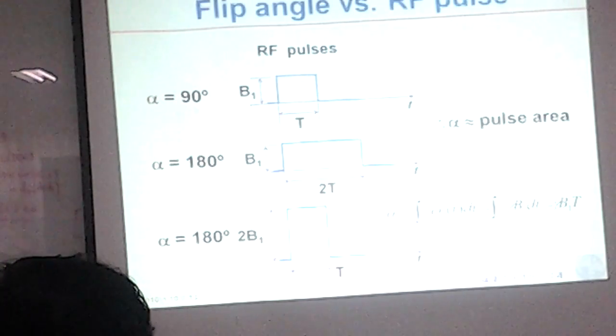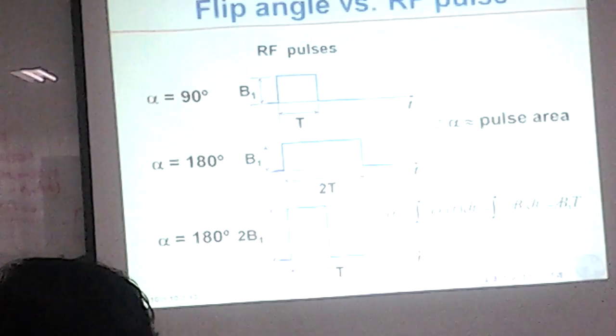So for the 90 degree RF pulse, we assume that the area of the RF pulse is B1 times T. So for the 180 RF pulse, the area of the RF pulse is 2TB1. And also this waveform has the same RF pulse area.